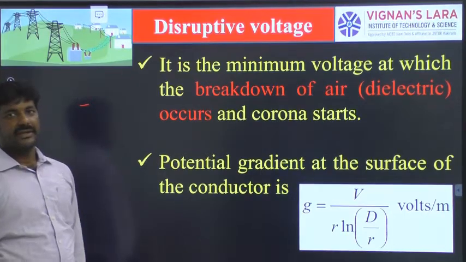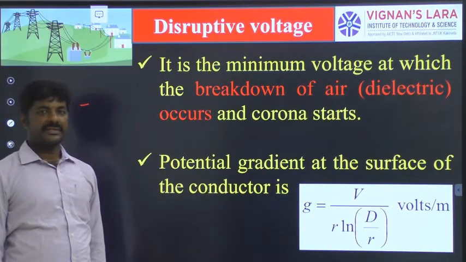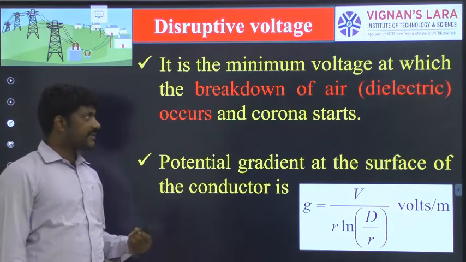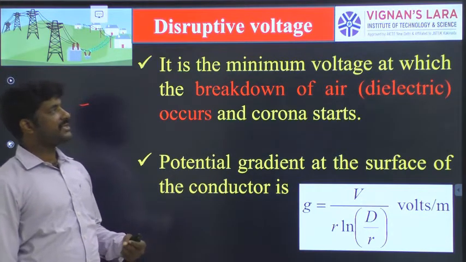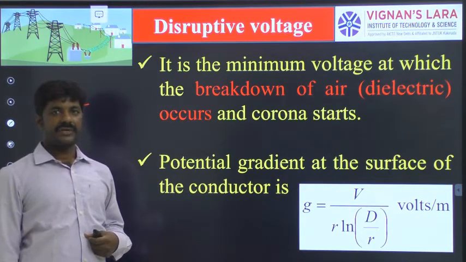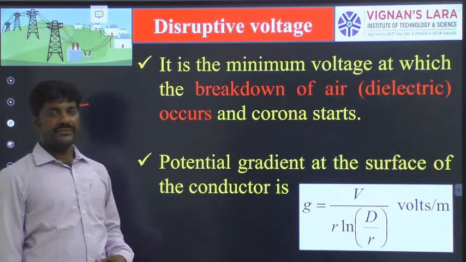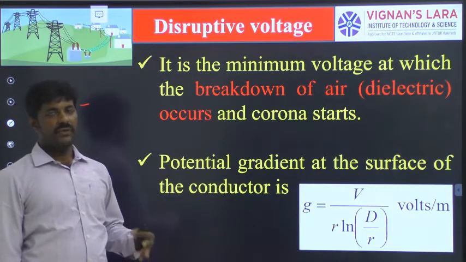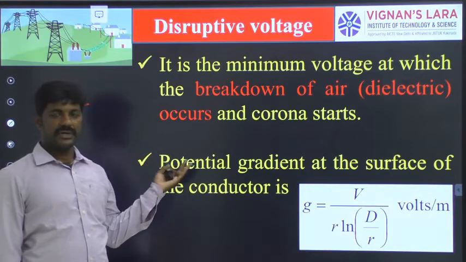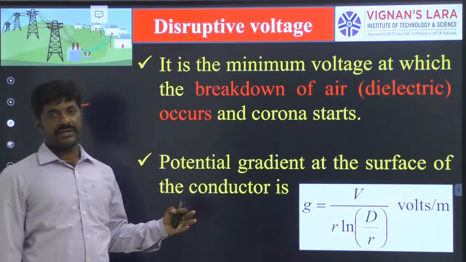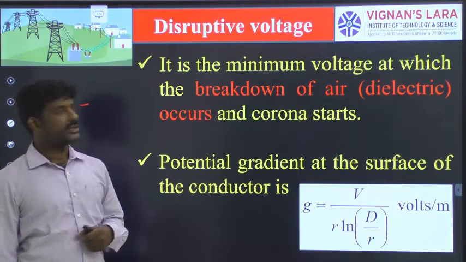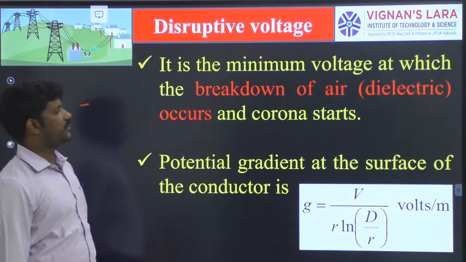Hi students, previously we discussed corona, which is observed in high voltage transmission lines. We discussed two voltages: the disruptive critical voltage and the visual critical voltage. Whenever the operating voltage is beyond the disruptive critical voltage or visual critical voltage, we can observe the phenomenon called corona.